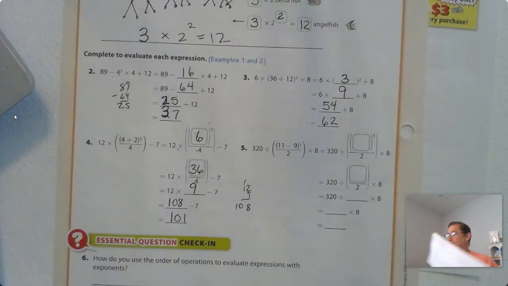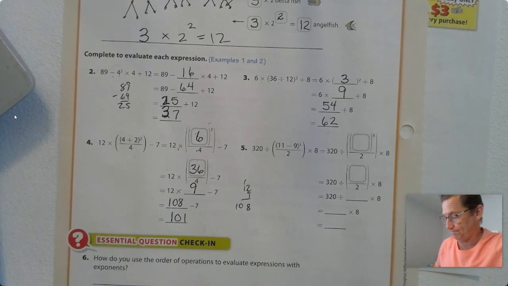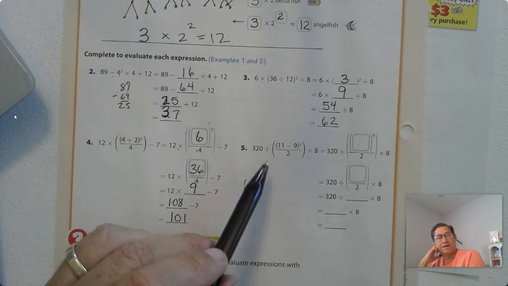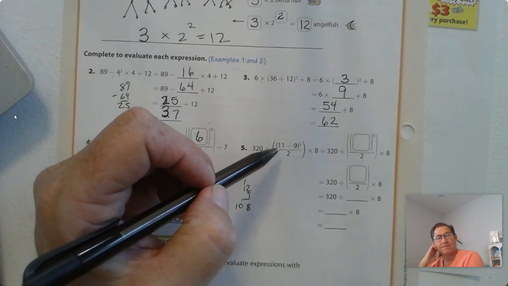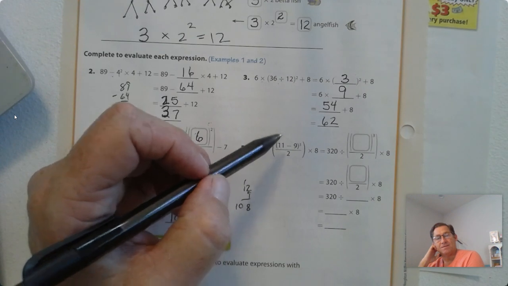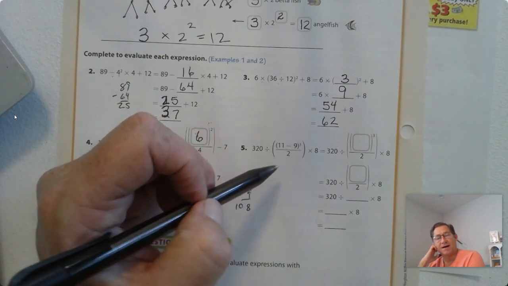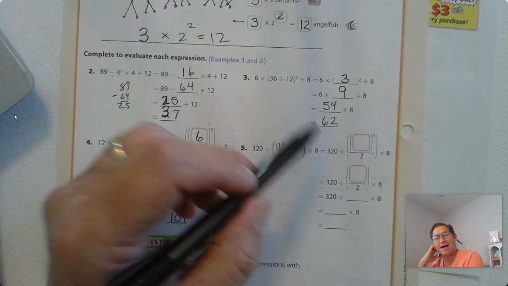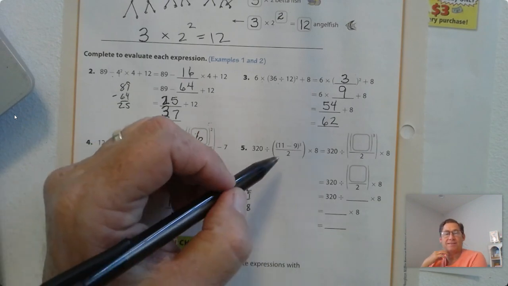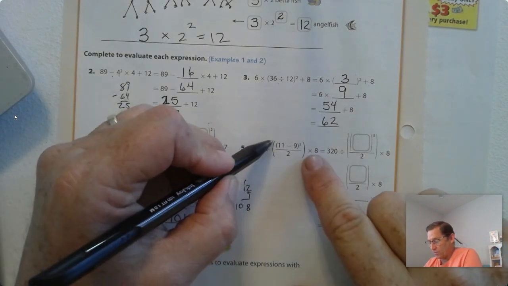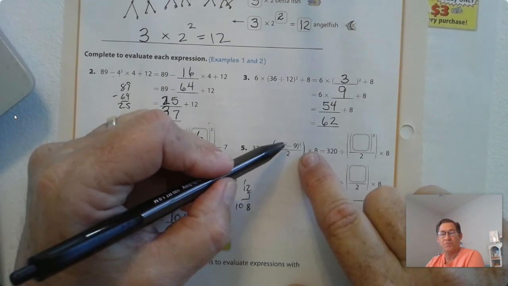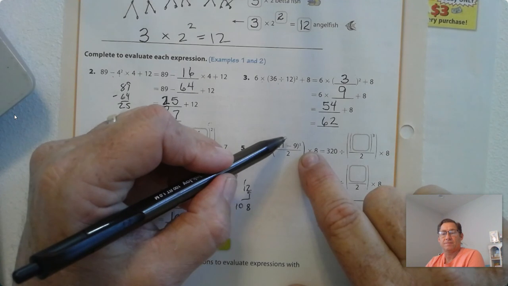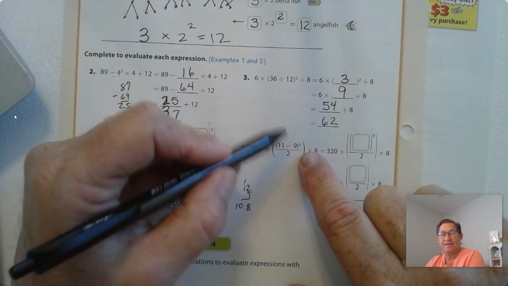Okay, number 5. We have 320 divided by the difference of 11 and 9, cubed, divided by 2, times 8. We have to do what's inside the parentheses first. So we're looking here, and within these parentheses, we have still another parenthesis. So we have to do that part first. So the parentheses within the parentheses first.